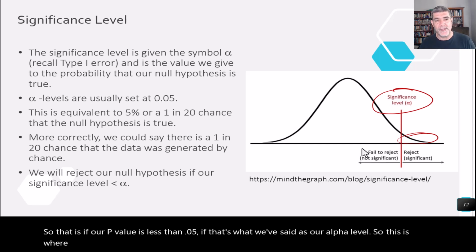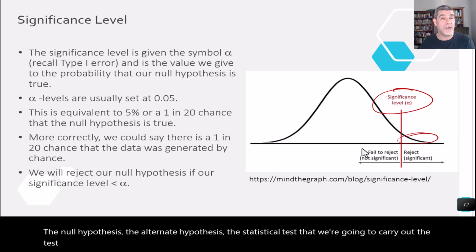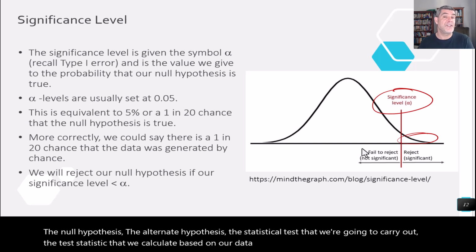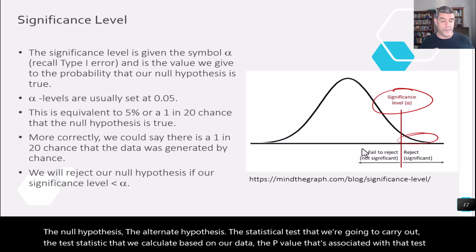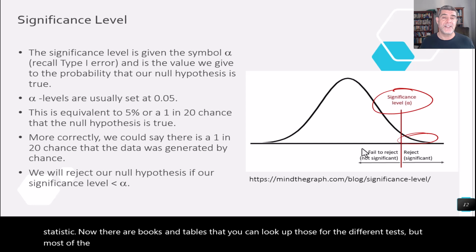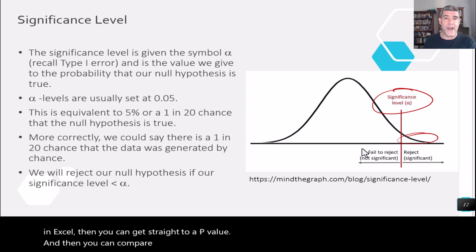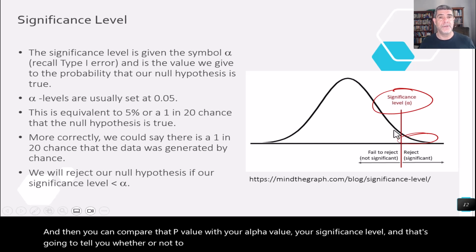This is where it's very important that we have clarity around the null hypothesis, the alternate hypothesis, the statistical test that we're going to carry out, the test statistic that we calculate based on our data, and the p-value that's associated with that test statistic. There are books and tables that you can look up for the different tests, but most of the time, if you're using a statistical application like SPSS, or even the tools available in Excel, you can get straight to a p-value, and then compare that p-value with your alpha value, your significance level, and that's going to tell you whether to accept or reject your null hypothesis.